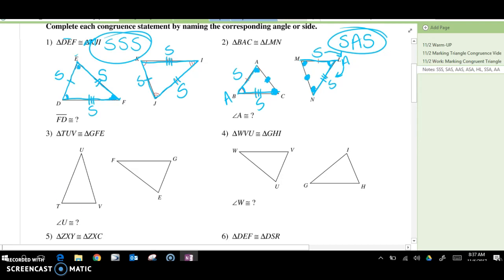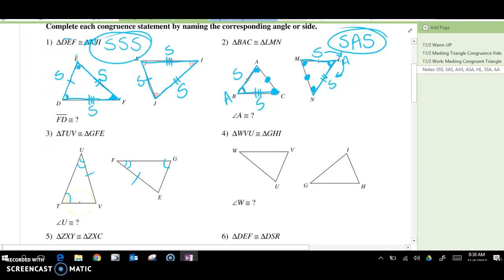So now we're going to go here. T is congruent to G. I know that. And then U is congruent to F. Okay? And then we'll just say UV is congruent to FE. Okay. All right. So I've marked this one.